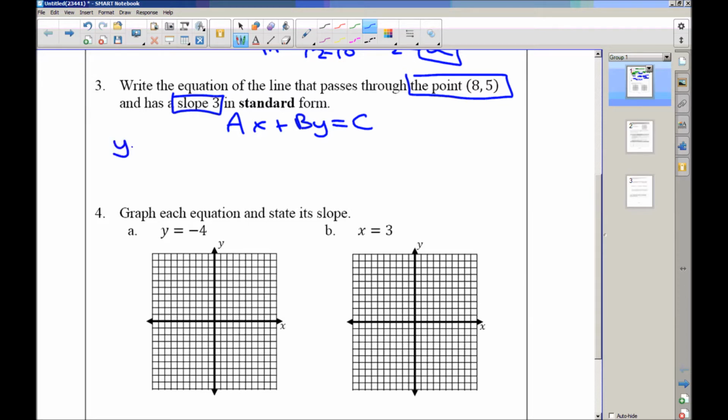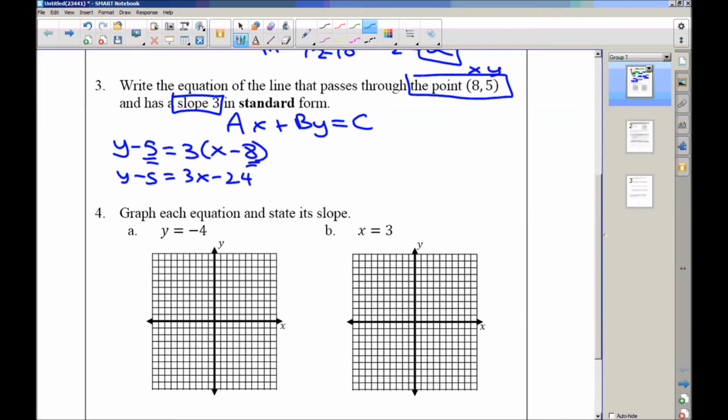So I'm going to do y minus 5 equals the slope times x minus 8. I got the x and the y coordinates, that's 8 and 5, from here. So y minus the y coordinate and x minus the x coordinate. Okay, and then I'm just going to transform this until it gets into standard form. So I'll go ahead and start working on my transformation here. I'm going to distribute the 3. So this will give me y minus 5 equals 3x minus 24.